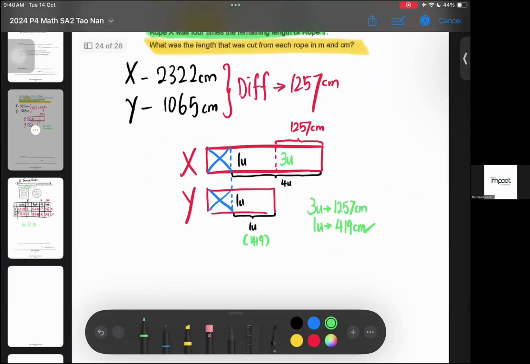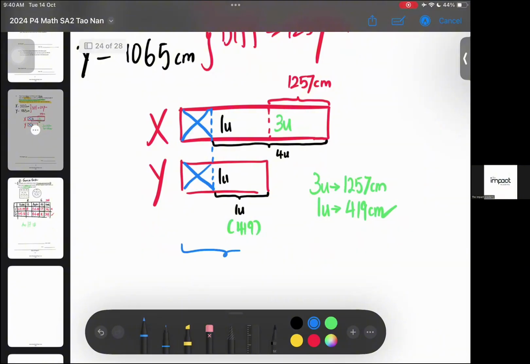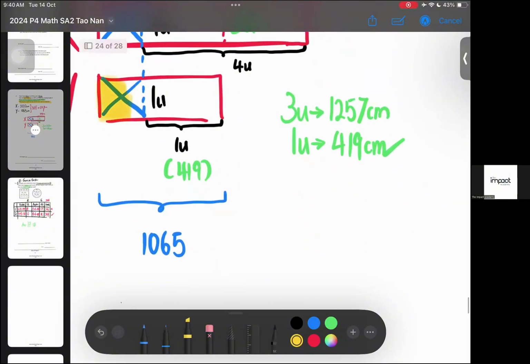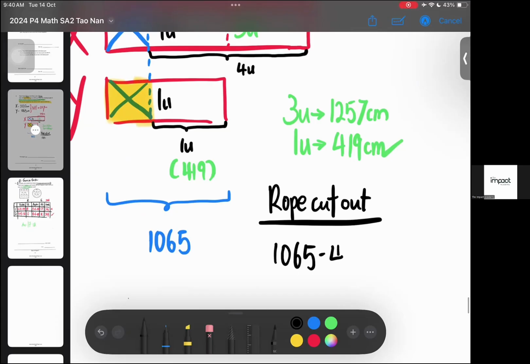Do you all still recall what is the length of Y? You all still recall the length of Y is 1065. Isn't that true? So my job is to find out this X over here, the rope cut out. You understand or don't understand? I will just have to do 1065 minus 419. We get an answer of 646 cm, and that's your answer for this question.